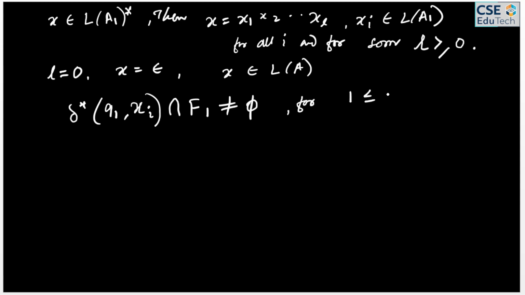For 1 less than or equal to i less than or equal to l, we have to process each xi. If we take the intersection of the result returned with f1, the final accepting states, and it is not empty, it gives some state which is basically the accepting state. Then we can say that each xi is accepted by the language accepted by automaton A1.